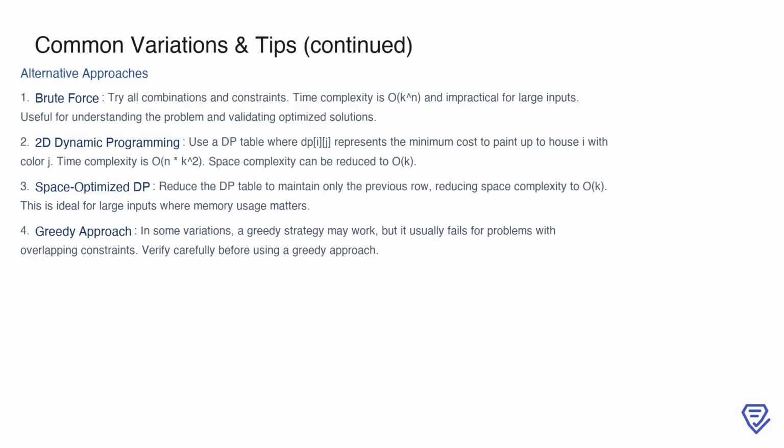A more practical approach is the 2D dynamic programming method. Here, you define a DP table where DP[i][j] represents the minimum cost to paint up to house i with color j. This solution has a time complexity of n times k squared, and can be further optimized in terms of space. Instead of maintaining a full DP table, you can implement a space-optimized version, which reduces memory usage by storing only the previous row. This brings the space complexity down to k, making it ideal for scenarios where memory is a concern.